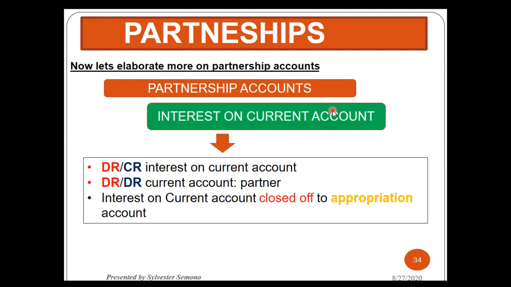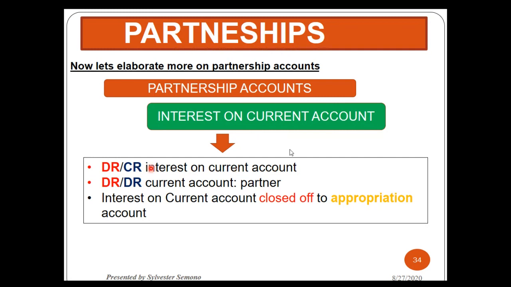You do have the interest on current accounts. Like I said, it can either be positive or negative. So if the partner has got a positive current account, it means the business will have to pay that interest to the partner. But if the partner has got a negative current account, it means the partner instead will pay the business or the partnership that particular interest. That's why sometimes we debit the interest on capital. If we debit it, it means it's an expense to the business. But if we credit it, it means it's an income to the business.